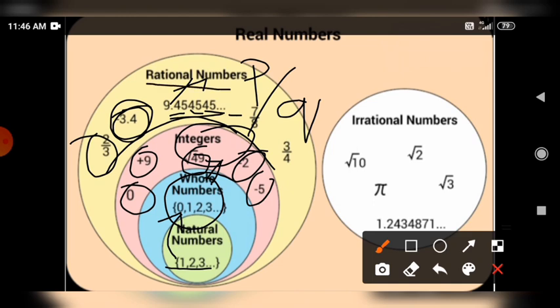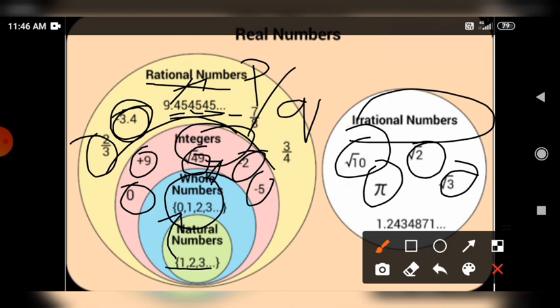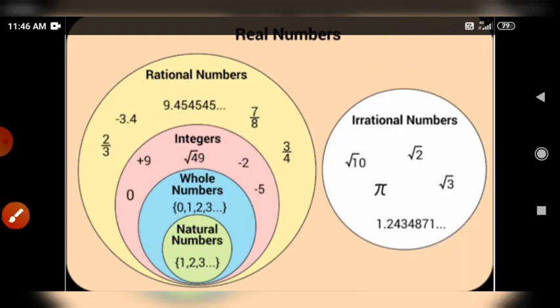Except for rational numbers, the remaining numbers are called irrational numbers, that is root 2, root 3, the value of pi, root 10. These are endless, non-repeating and non-terminating. These are all examples of irrational numbers.